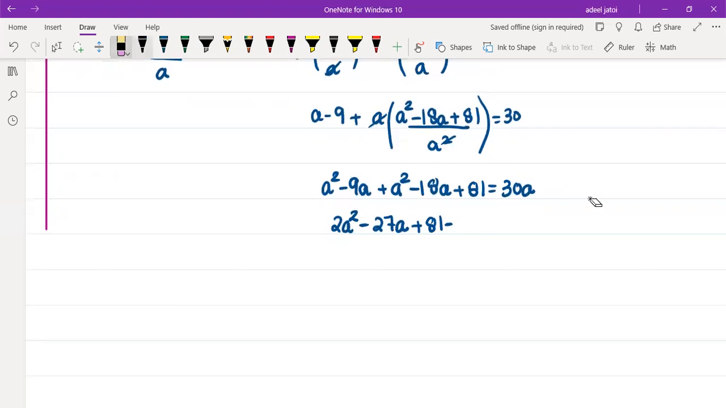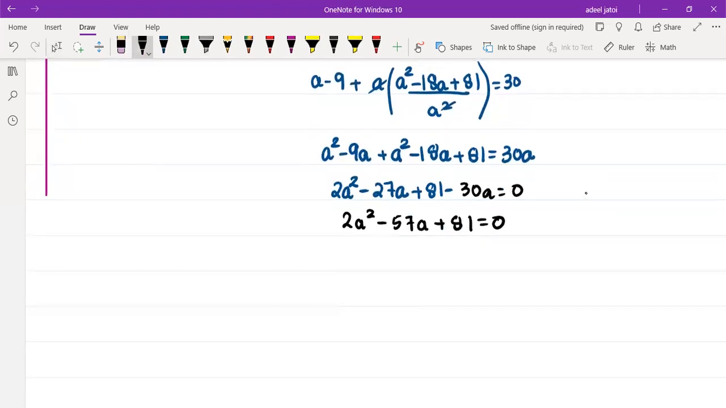So this is minus 30A. So what do we have here? 2A square minus 57A plus 81 should be equal to 0. Now, I know that 2 multiplied by 81, 2 into 81, is 162.